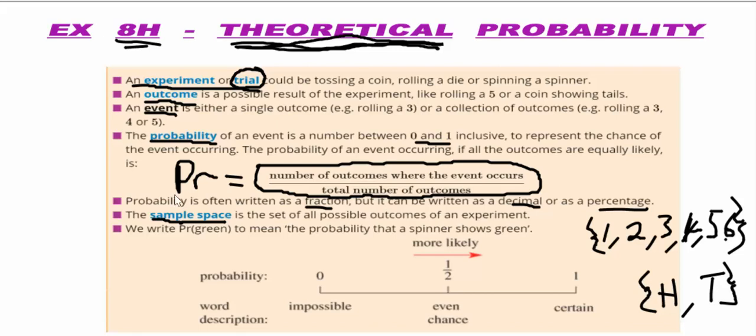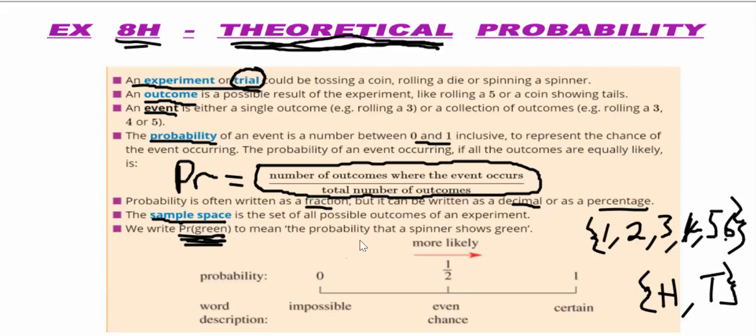Alright, so that's what sample space means. If you're asked to write the sample space, all you're doing is writing all the possible outcomes that could occur. We write probability of green. When you see that, that means we are after the probability. That's our question: what's the probability of getting a green?